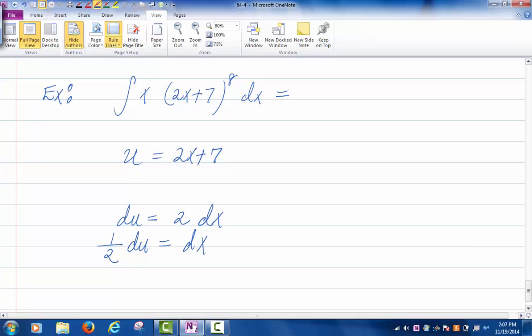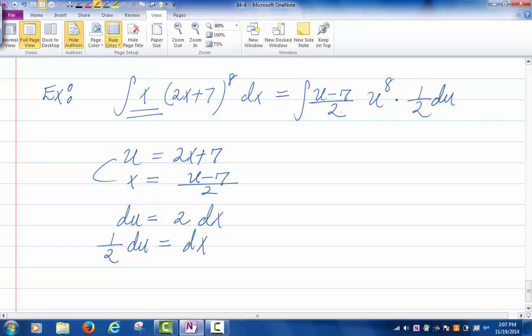So in my integral, I can replace 2x plus 7 by u, so I get u to the 8. I can replace dx by half du, but then I have this x here, so what should I replace x with? I need to write x in terms of u. Notice that from here I get that x is equal to u minus 7, divided by 2. So that's what we're going to plug in here, u minus 7 divided by 2.